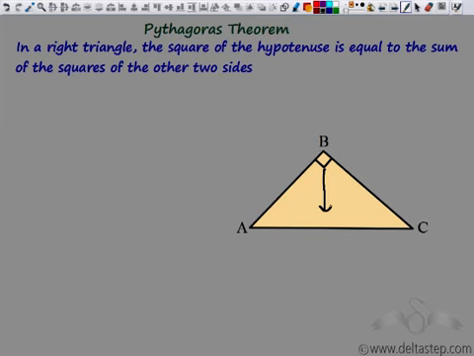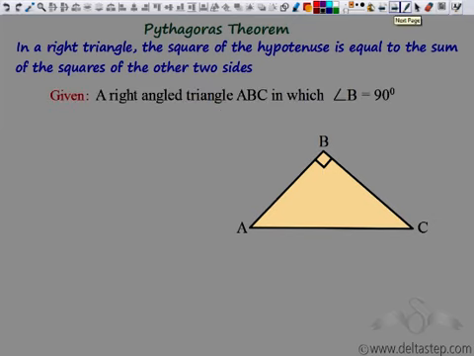So what we are given is a right triangle. So I have a right triangle here with B as 90 degrees. This is what is given to me. What do I want to prove? That the hypotenuse square, hypotenuse which is AC, opposite to the right angle, AC square is equal to AB square plus BC square, the sum of squares of the other two sides. So this is what I want to prove. What do I do? First, draw a perpendicular from B, and let's call this point D.